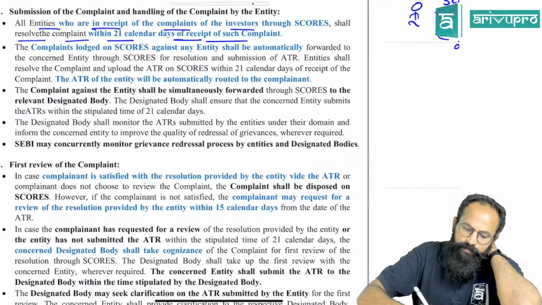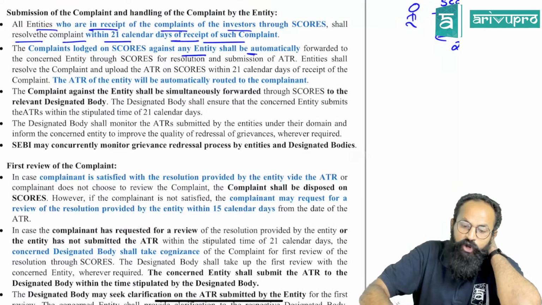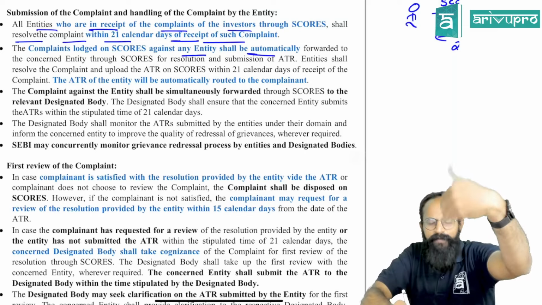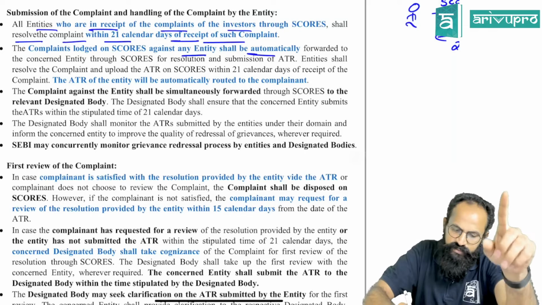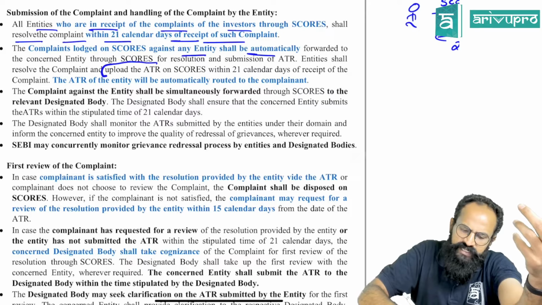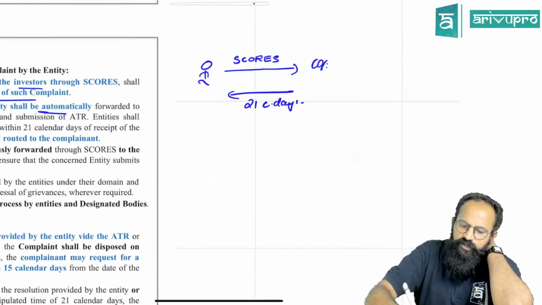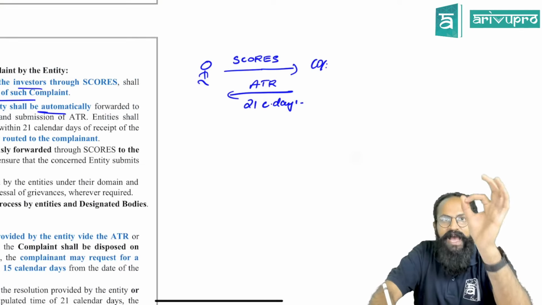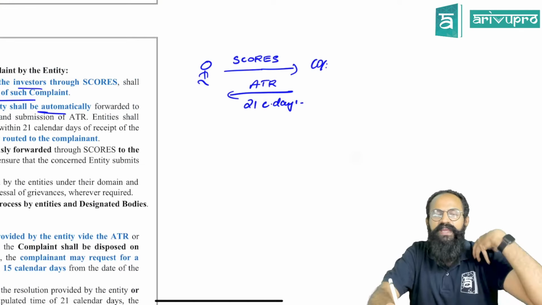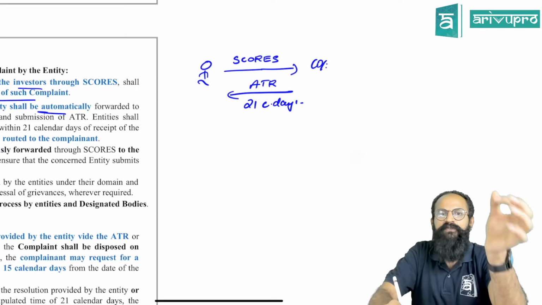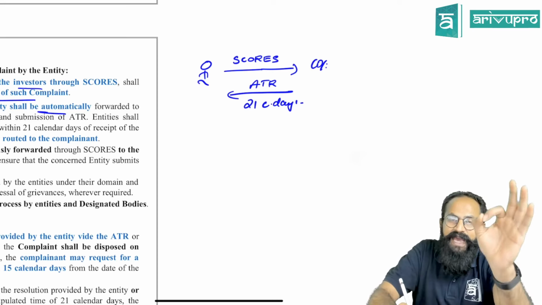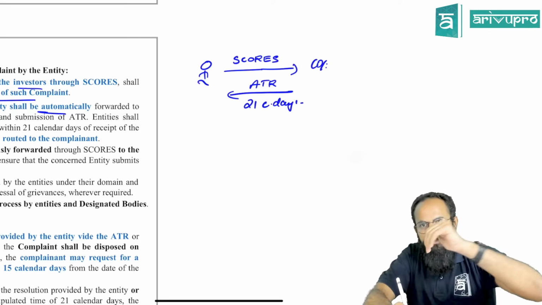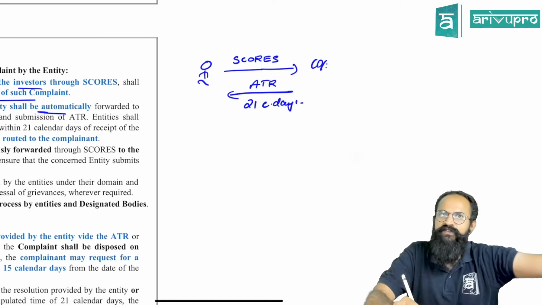The complaints lodged on SCORES against any entity shall be automatically forwarded to the concerned entity. SCORES only will forward this complaint to you. The company will automatically get it, and they need to upload the ATR. ATR means action taken report. Within 21 days, the company has to upload an ATR. I've taken the action; this is the resolution. I have to do this within 21 calendar days. So the company will respond to the investor, and the resolution given will automatically go to the investor's ID.